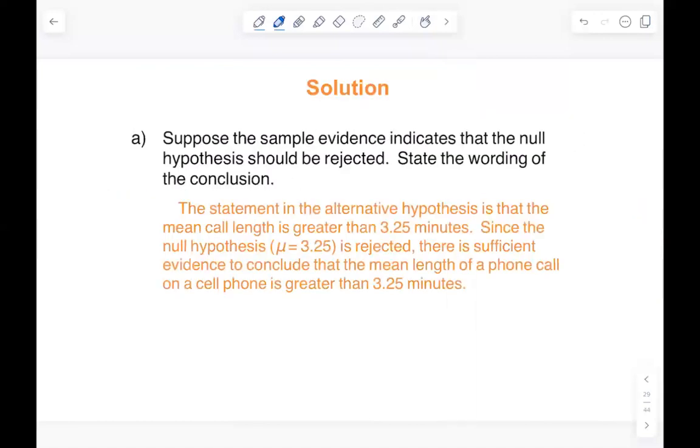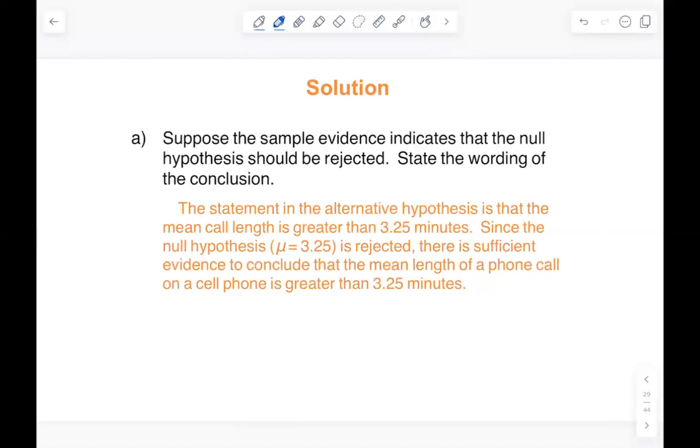So the statement in the alternative hypothesis is that the mean call length is greater than 3.25 minutes. Since the null hypothesis is rejected, there's sufficient evidence to conclude that the mean length of a phone call on a cell phone is greater than 3.25 minutes. Now, if you have stated the null hypothesis and the alternative hypothesis earlier, with your H naught, mu equals, and H naught, mu is greater than, and all of that, you don't need to restate the whole thing here.